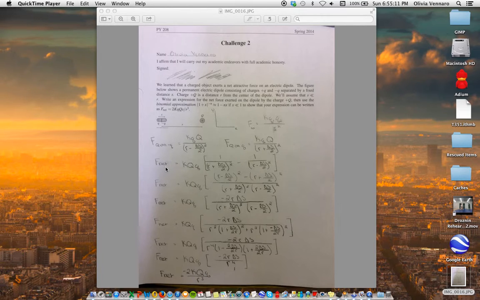So to get F net, you subtract the two halves. So you can pull the kQ out front and just have this part left. So then to combine the denominators, you have to multiply by the same thing on each side. And then you FOIL this and simplify, and you get negative 2r delta S in the numerator.